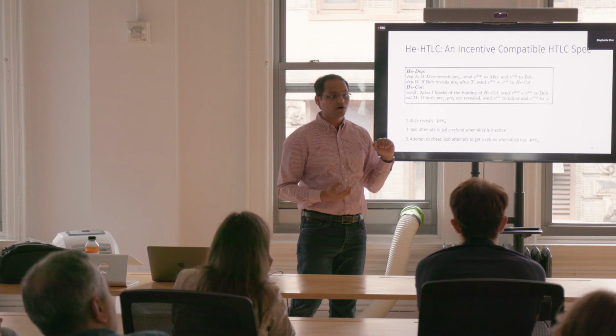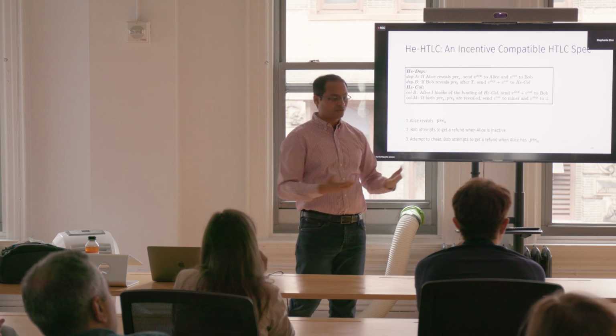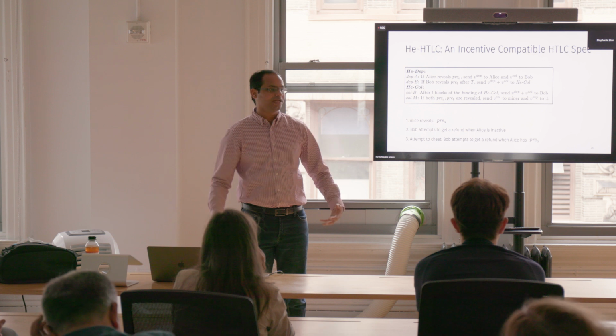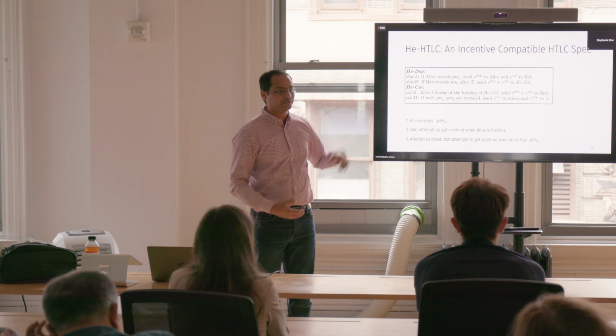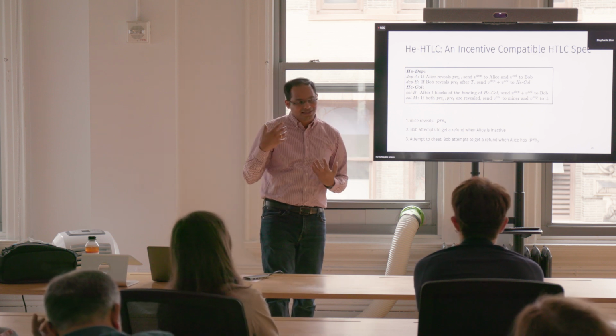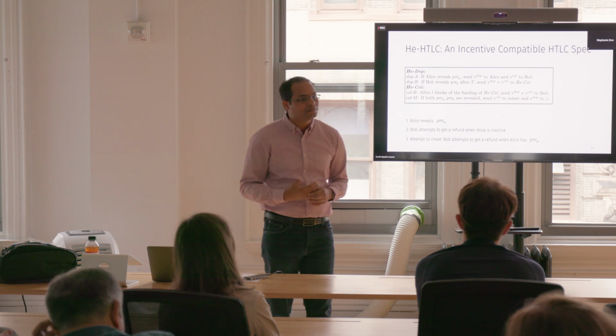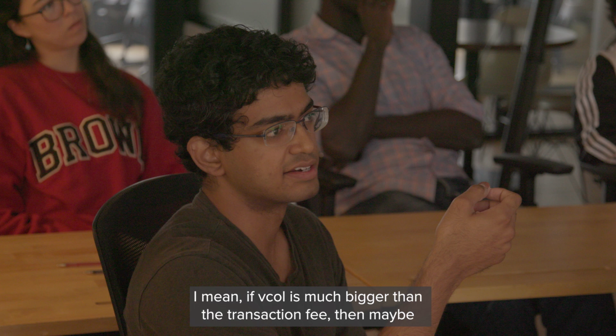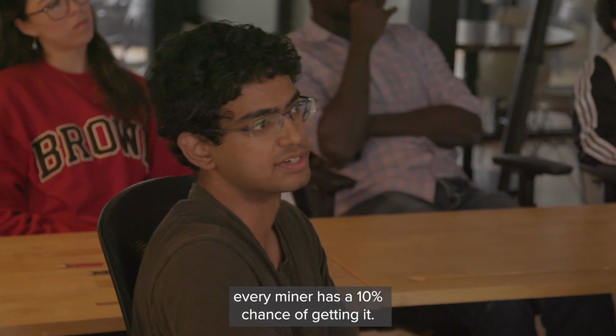Bob does care about vcall, which he would lose in this case where the miners are just behaving in a way that all we are going to do is take column. At that point, that is not the rational thing for miners to do as well. Yeah, if vcall is much bigger than the transaction fee, then maybe they could take a bargain. Every miner has like a 10% chance of getting it.